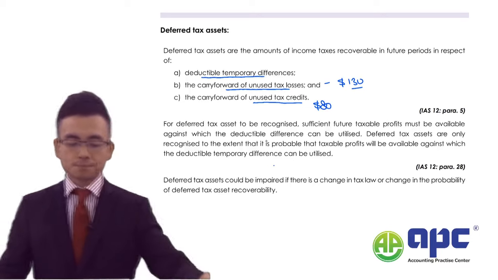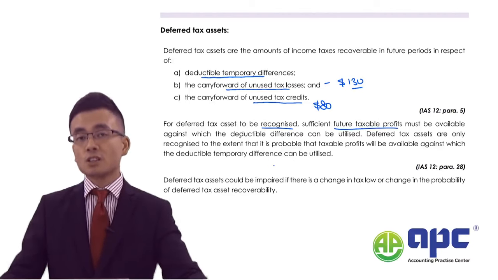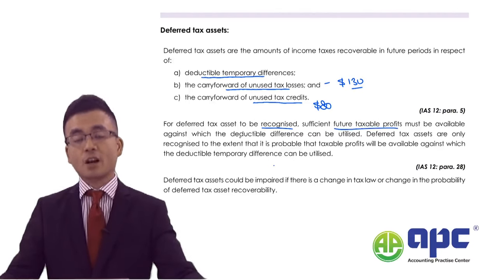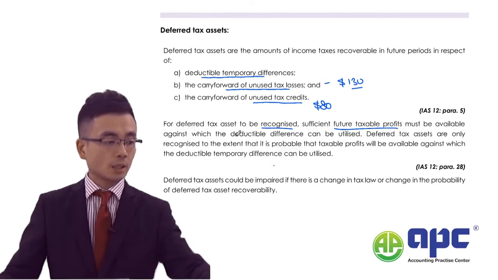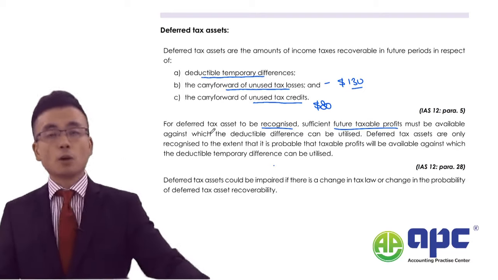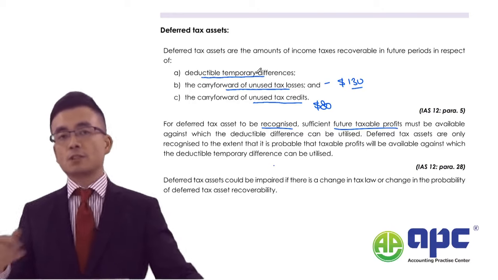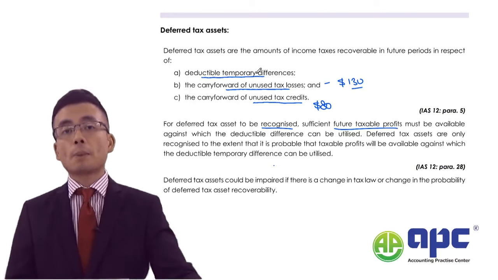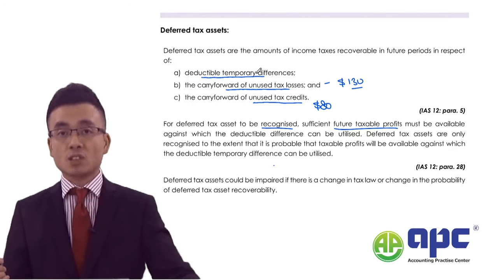But please do remember, to recognize the deferred tax asset, you need to have sufficient future taxable profit. Otherwise, you cannot recognize the deferred tax asset to that particular extent. And that's a very, very important concept that you should bear in mind. The reason why this is the case is because a lot of businesses may have deductible temporary differences by simply providing for expenses, for example, the impairment of PP&E, the impairment of inventories. Or sometimes the business may recognize a provision liability, especially in mergers and acquisition transactions.